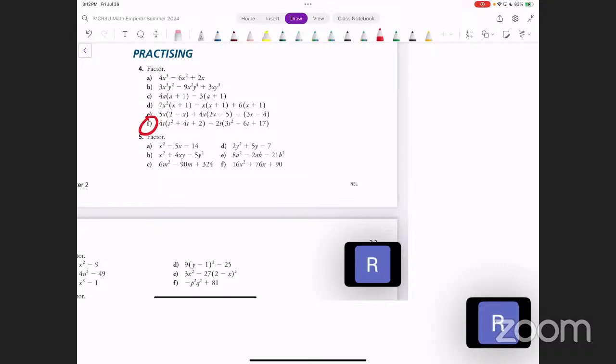The question doesn't ask to simplify, so say factor. It's not asked to simplify. Do you see that? Yeah. Factor. The final expression is supposed to be in product form, and you don't need to simplify the factors. So this is where you need to apply the skills you have learned. Factoring, what's the first step?